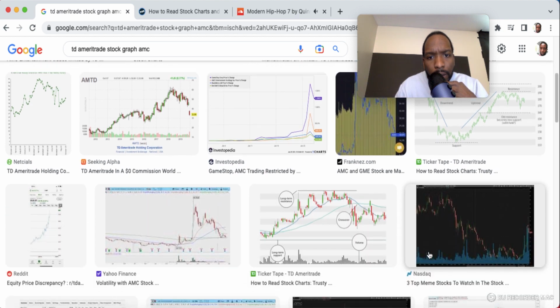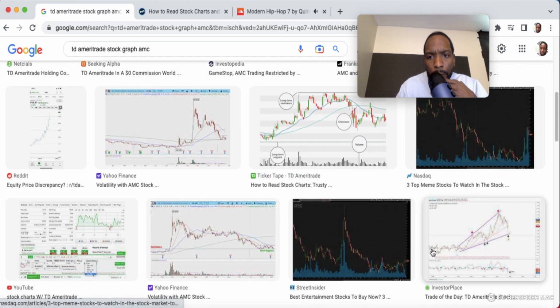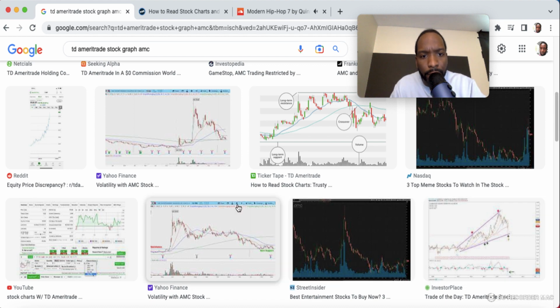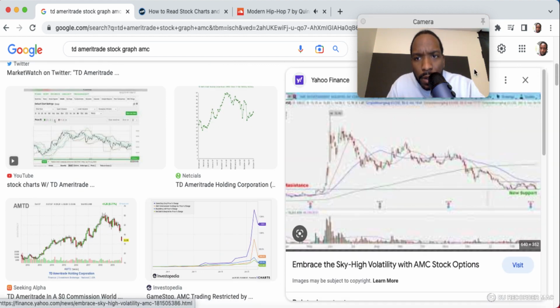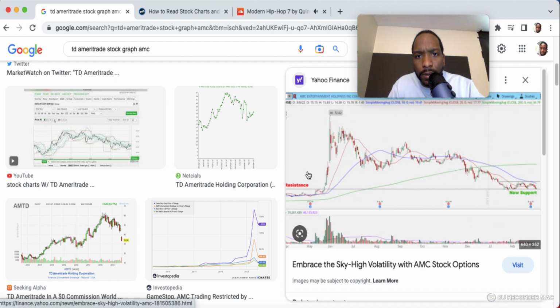But I'm not seeing like... Hold on, I want to see like a good graph. See, like right here. Let's see here. Oh, that's Yahoo Finance, but it's still AMC. But see how you have these, I guess, novas, supernovas. These are called supernovas when they shoot straight up. This is what stock traders live for.